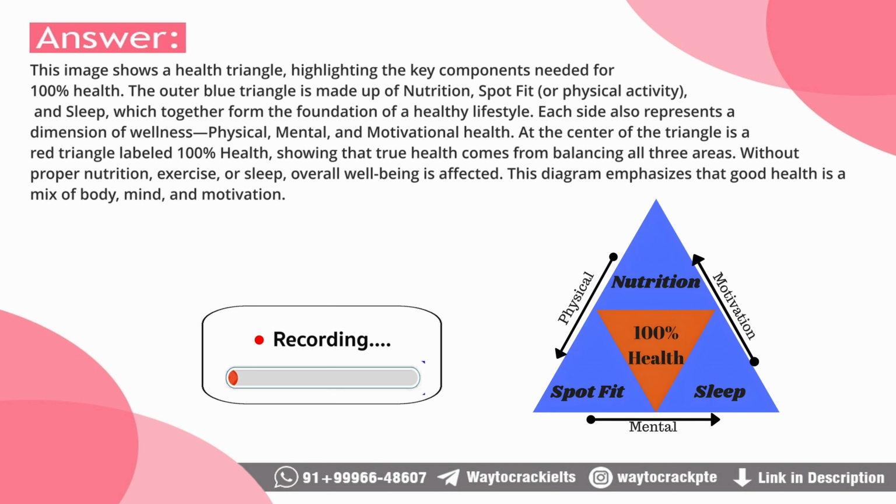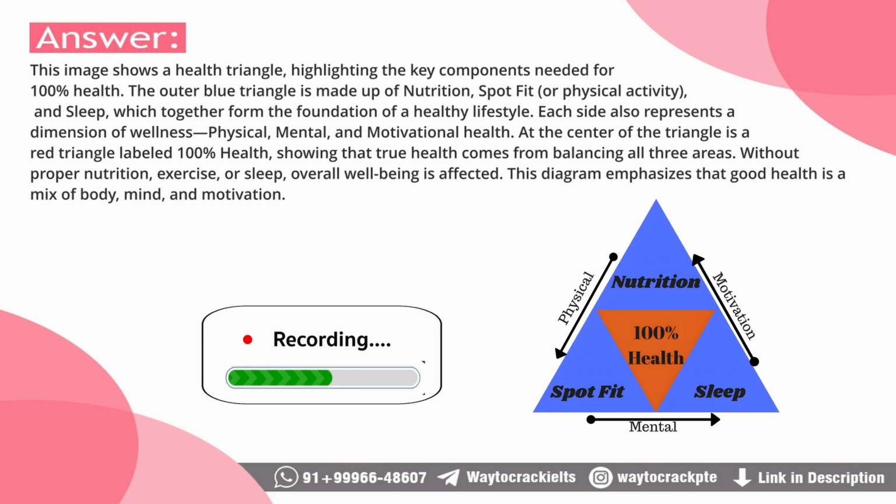This image shows a health triangle, highlighting the key components needed for 100% health. The outer blue triangle is made up of nutrition, sport fit or physical activity, and sleep, which together form the foundation of a healthy lifestyle. Each side also represents a dimension of wellness, physical, mental, and motivational health.